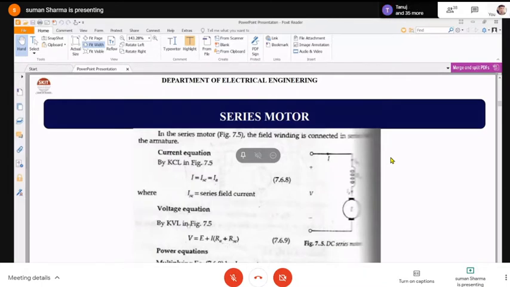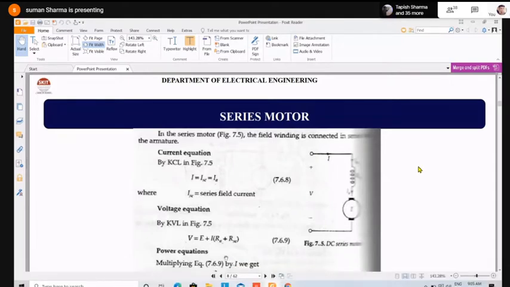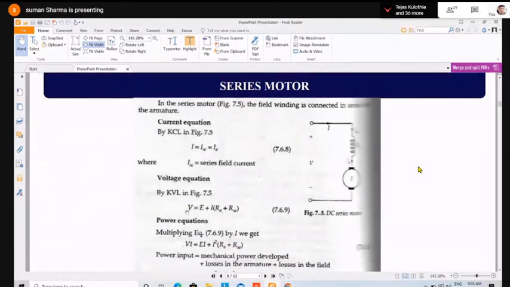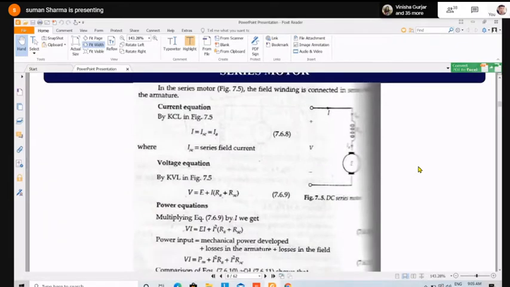Now this is our voltage equation. इस voltage equation से power equation कैसे मिलेगी? By multiplying both sides with current I. So when we multiply with I, we get V into I is equal to E into I plus I square into RA plus RSE. Now this is again electrical input, this is mechanical output, and these are the losses in armature circuit and field circuit. Okay, losses in armature plus losses in field.